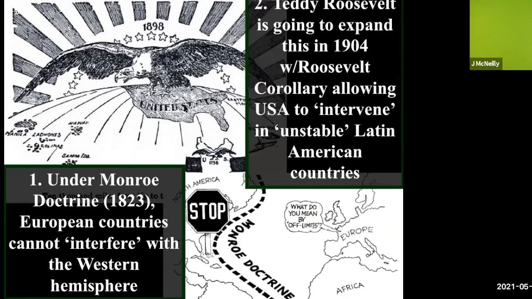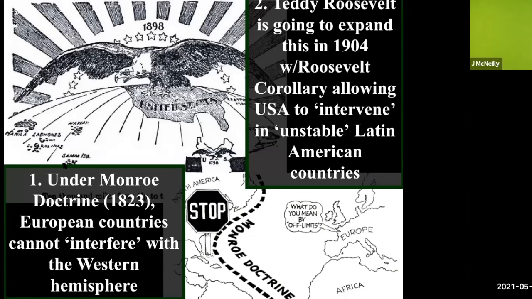Teddy Roosevelt is going to go even further with the Monroe Doctrine by issuing the Roosevelt Corollary, saying that in addition to the Western Hemisphere being off limits to the Europeans, the United States has a responsibility. Okay, so going back to white man's burden, because Teddy Roosevelt did believe in social Darwinism, the responsibility to intervene in unstable Latin American countries. Okay, so this gives them the right, under the Roosevelt Corollary, to go into these independent countries and interfere.